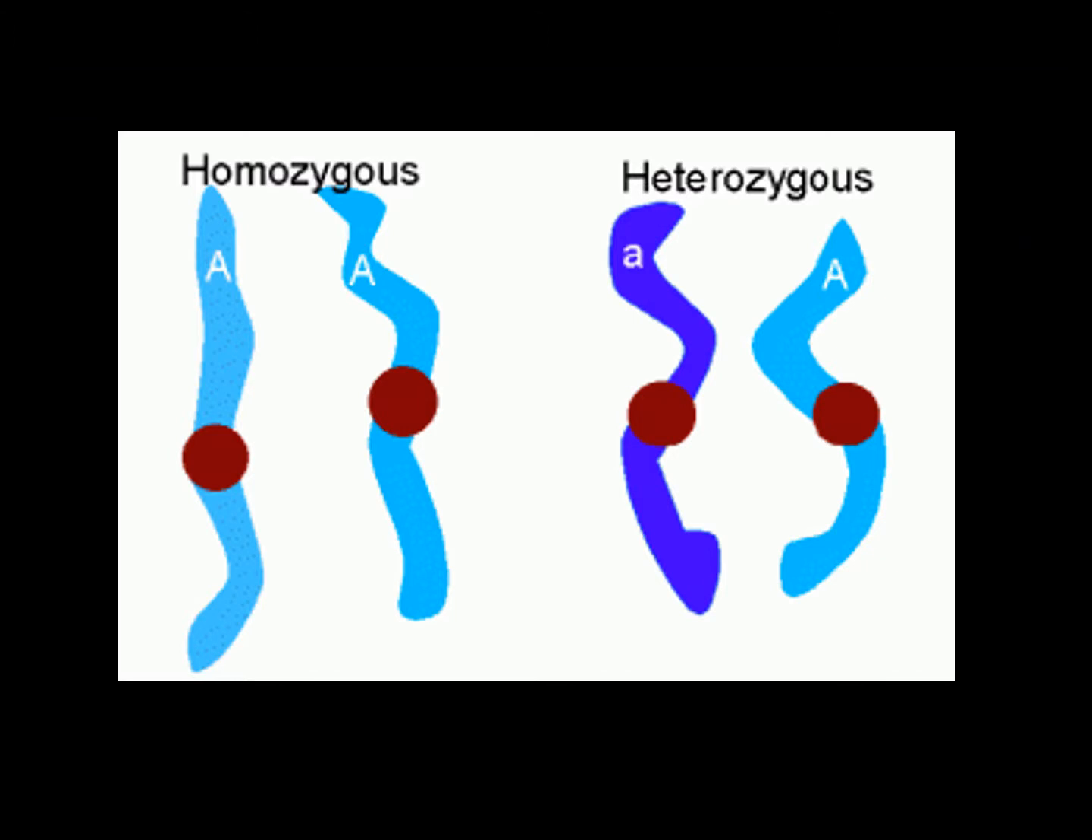Here you can see an image, a visual, that shows the difference between homozygous and heterozygous on a chromosome. So, for example, on the left, homozygous again means you inherited the same type of allele, and heterozygous means you didn't. You inherited one of the dominant and one of the recessive.